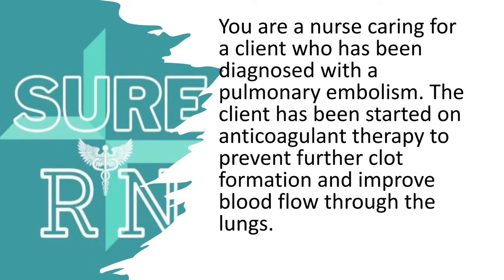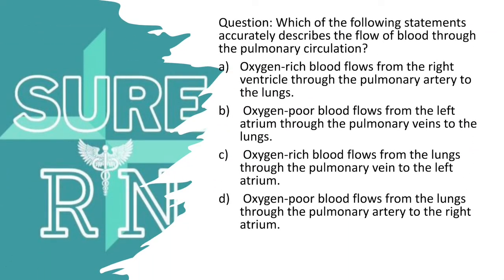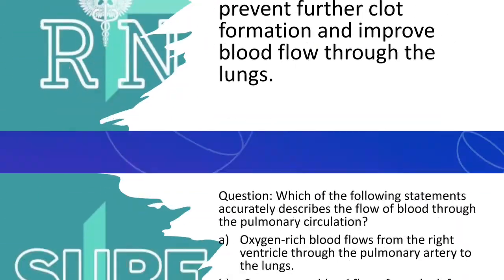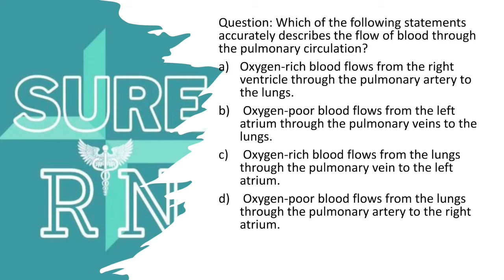You are a nurse caring for a client who has been diagnosed with pulmonary embolism. The client has been started on anticoagulant therapy to prevent further clot formation and to improve blood flow to the lungs. The question is, which of the following statements accurately describe the blood flow through the pulmonary circulation? A, oxygen-rich blood flows from the right ventricle through the pulmonary artery to the lungs.